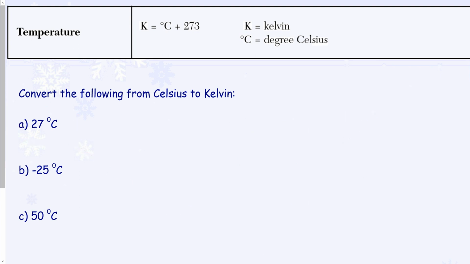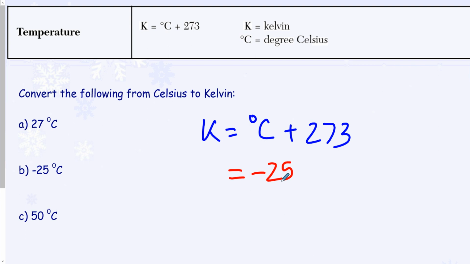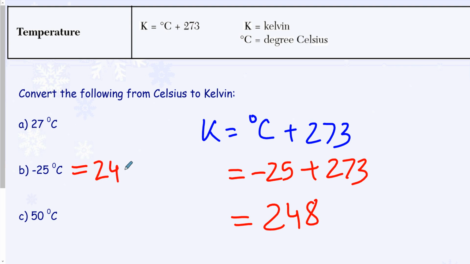Let's try one more. We have K equals degree C plus 273. Degree C is given as negative 25. And we have plus 273. And then we have to add those two numbers. And we will be getting 248. So what does that mean? That means negative 25 degrees Celsius equals 248 Kelvin.